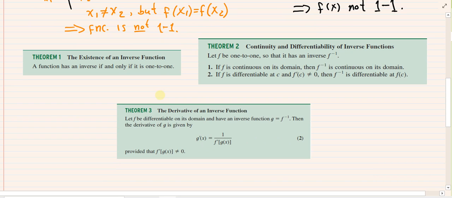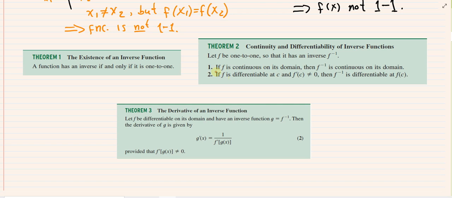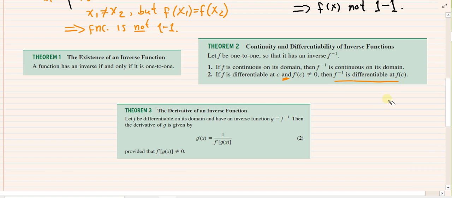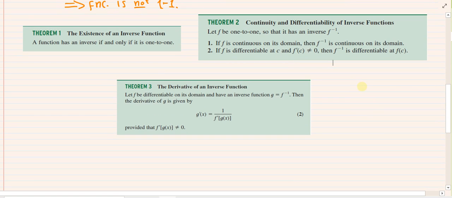Now the second theorem talks about the continuity and differentiability of inverse functions. Suppose we have a one-to-one function that has an inverse. Remember, by theorem 1, this makes sense; the hypothesis of the theorem holds. In item 1, if the function is continuous on its domain, then its inverse is continuous on its domain. And if f is differentiable at c and f prime at c is not 0, then f inverse is also differentiable at f of c. We're showing you these theorems without proving them; the proof is in the book if you're interested.